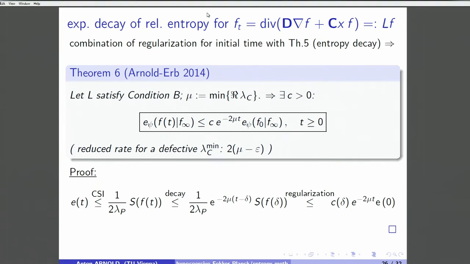So with all what we have already seen up to now, the proof is really simple. Here's the relative entropy at time t. This is bounded due to a convex Sobolev inequality by this modified Fisher information at time t. For the modified Fisher information, we've already seen that it decays exponentially. But I don't go back now until t equals zero. I leave a short initial time layer of length delta, and there I use this regularization result to get a bound on the right-hand side with the initial relative entropy. Let me say that the rate that we obtain in this way is sharp. This multiplicative constant C, not necessarily.